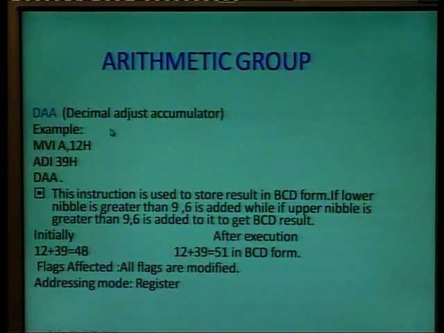DAA, this is the decimal adjust accumulator. This instruction is used to store the result in BCD form. If the lower nibble is greater than 9, 6 is added, while if the upper nibble is greater than 9, 6 is added to it to get the BCD result. All the flags are modified in this case. This comes under the register addressing mode.